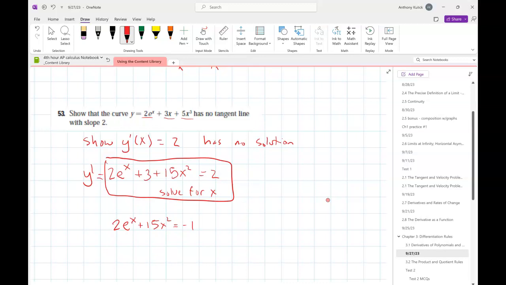What are you trying to do? Solve that equation. 2e to the x. Yes! Let's graph this and just find an intersection, right? Or we could do this, right? Either one is fine.